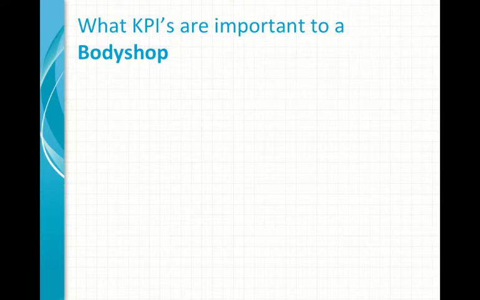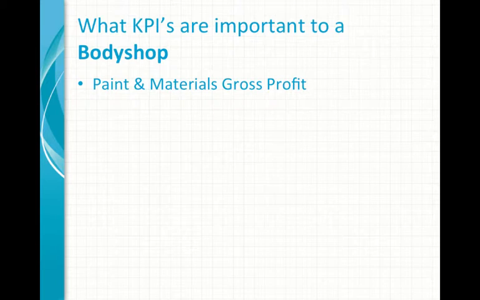Okay, so first of all, body shop. We need to be able to understand that body shops need to use KPIs to justify profitability or to understand where the losses are. And the key one is paint and materials gross profit. And I showed you how to be able to calculate that, and we're going to have a quick review of it. The second KPI is productivity, and the third one is utilization.